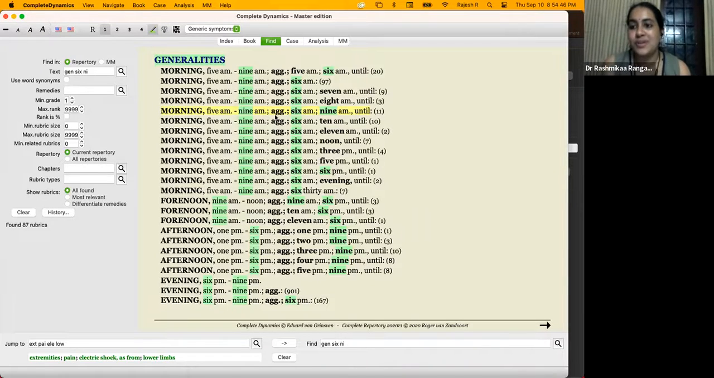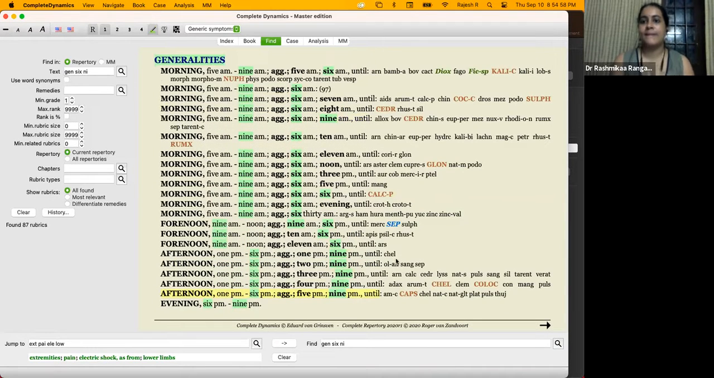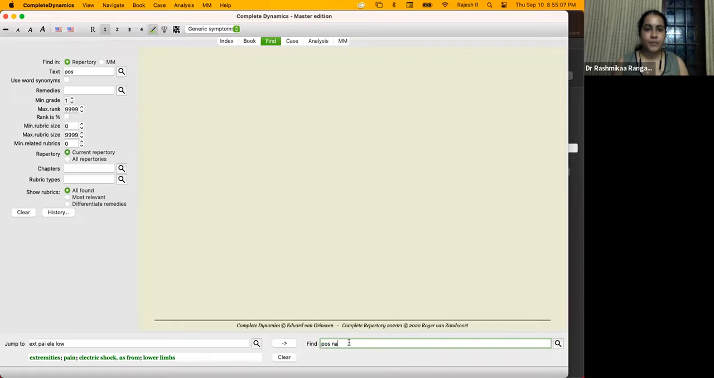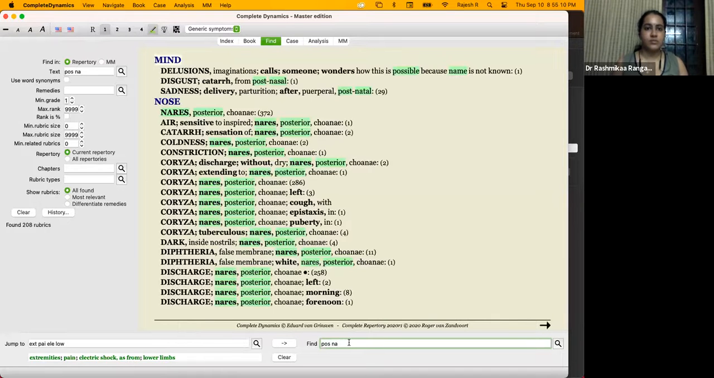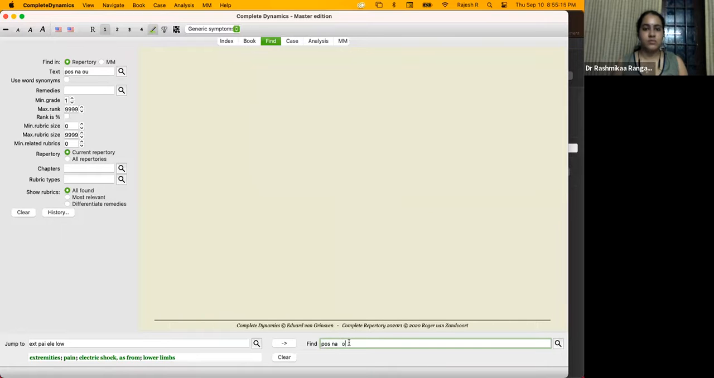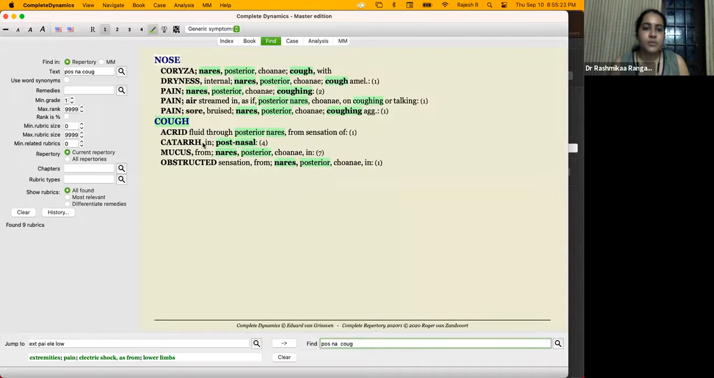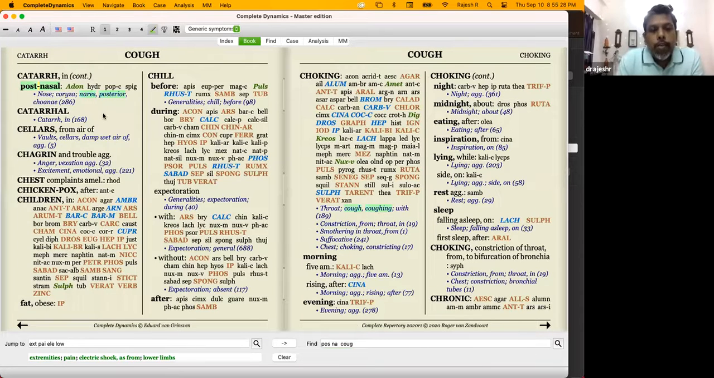Rubric for cough due to post-nasal drip. You can go with nose, coryza, post-nasal drip, and then you can take cough also. You can do that way, or you have directly these remedies: Hydrastis, Populus, Spigelia. That's it.